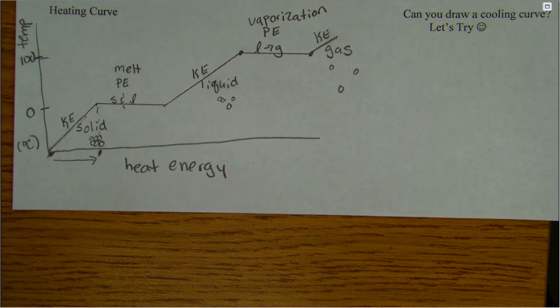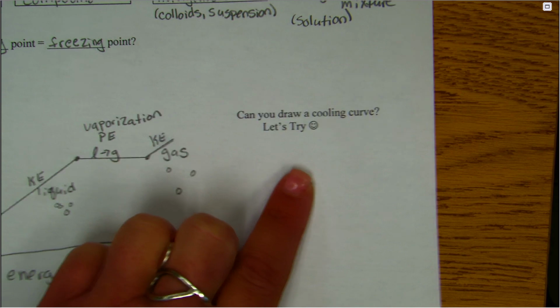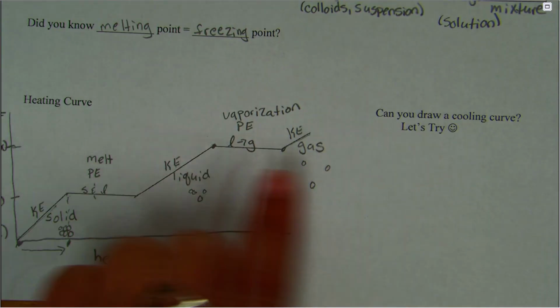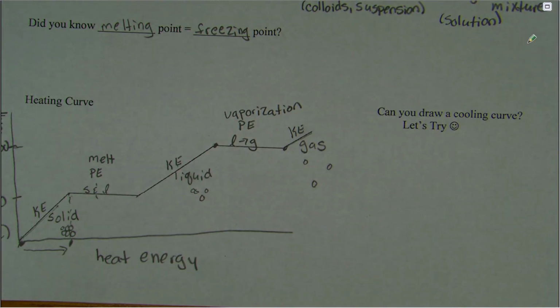The energy did increase. So what I'd like for you to do now is take this concept of a heating curve and apply it to a cooling curve. A cooling curve is the opposite, meaning we are cooling something down, going from a higher temperature to a lower temperature.